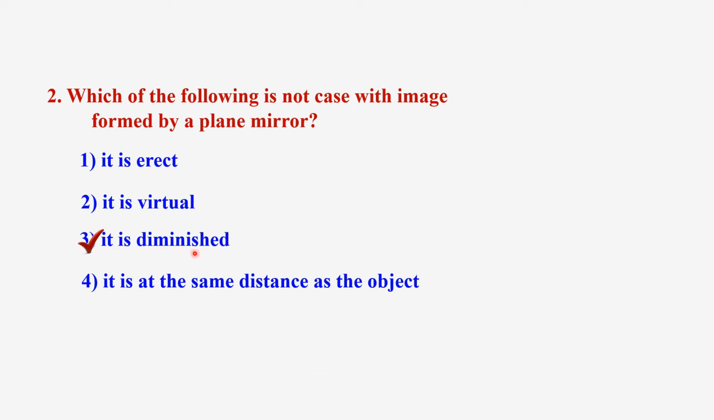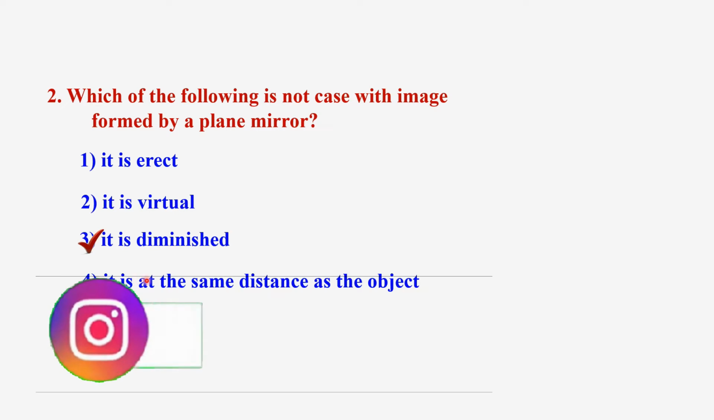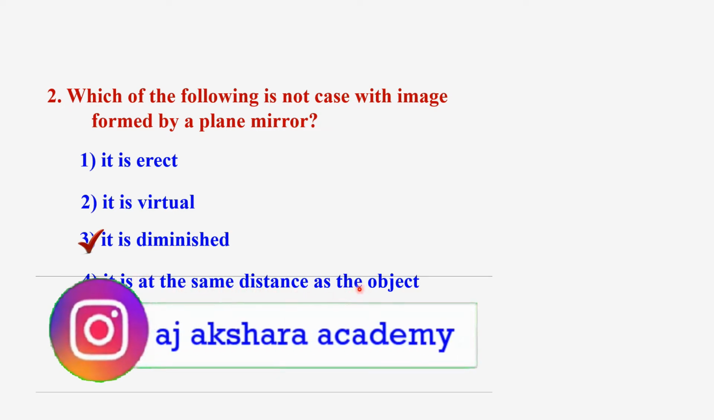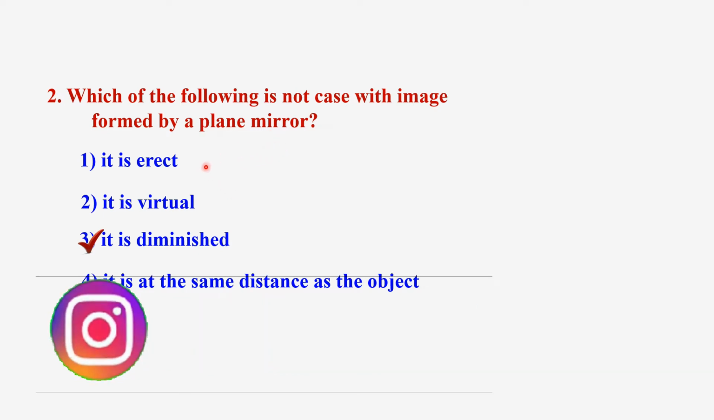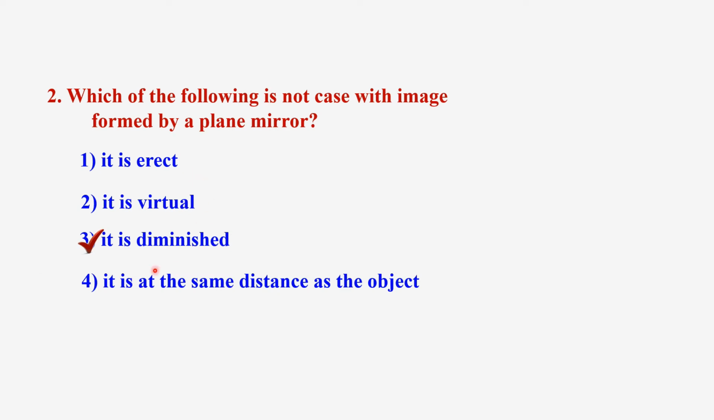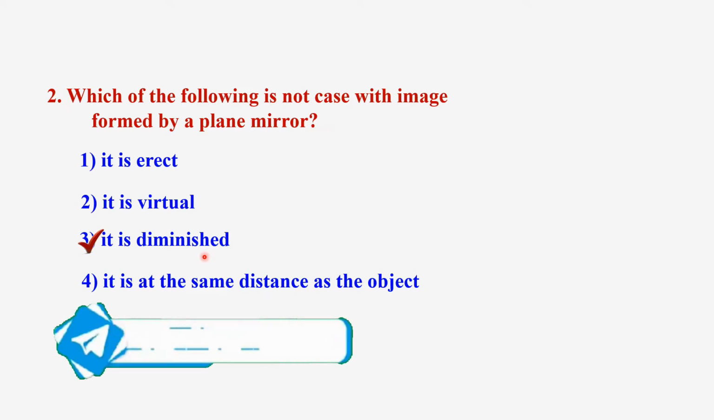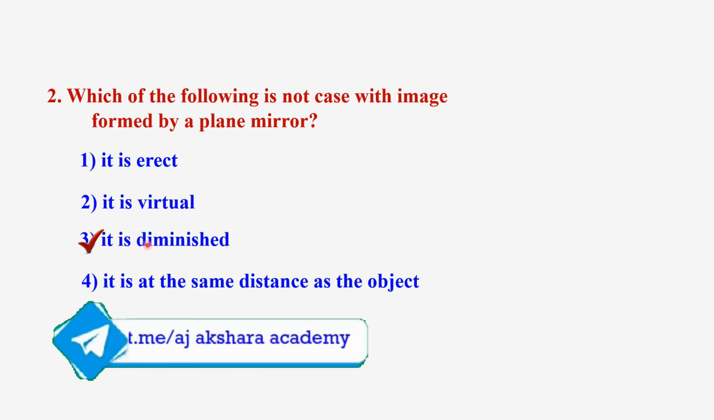Diminished is nothing but small. So here object height is equal to image height and object distance is equal to image distance. So the characteristics of the image formed by a plane mirror is that the image is virtual, erect, and at the same distance as the object. So it is diminished, which is not the case for the plane mirror. Okay, so the third option is correct. Next.